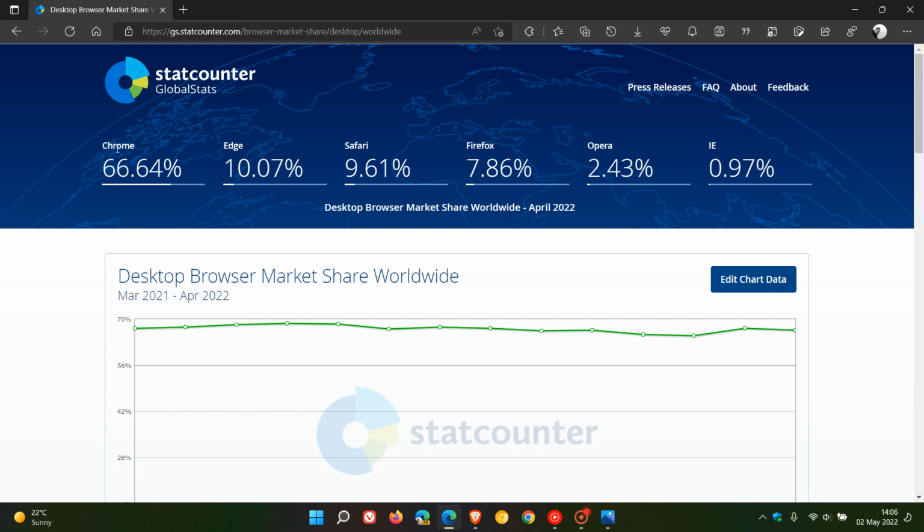Now, although not too much has actually changed in percentages and their results between March and April, because I do feature some of these browsers on this channel, I thought it would be interesting once again just to take a quick look at those overall percentages and then just take a look at the chart.